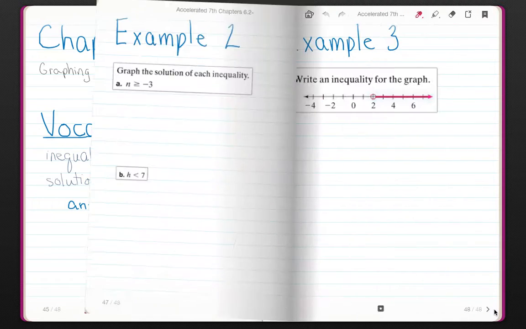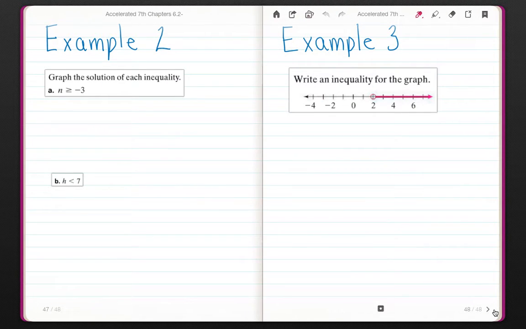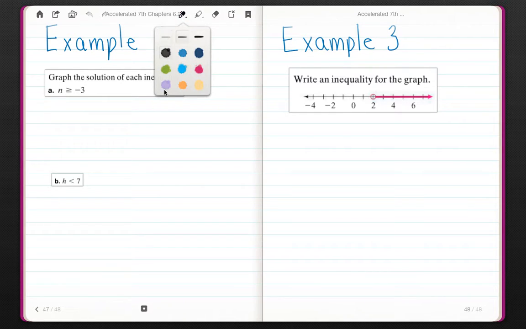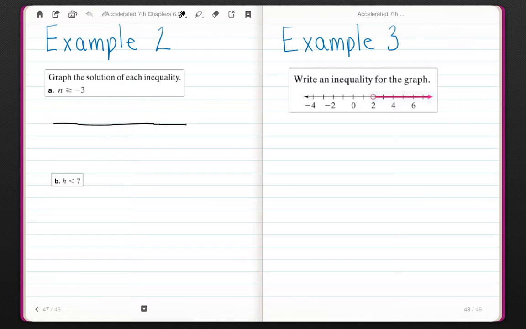Okay, example number 2. Now let's graph the solution of each inequality. So here in A, I have n is greater than or equal to -3. So I'm going to start with my number line. And I typically put 5 numbers on my number line. In the center, I put whatever this number is here. So this will be -3. And then I'm going to count up by 2 numbers and count down by 2 numbers on each side. So -2, -1, -4, and -5.